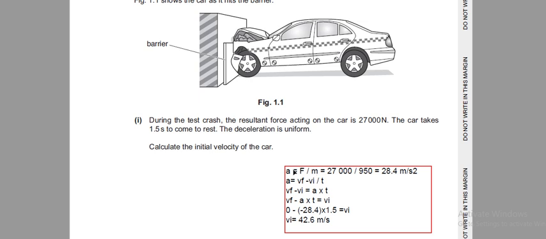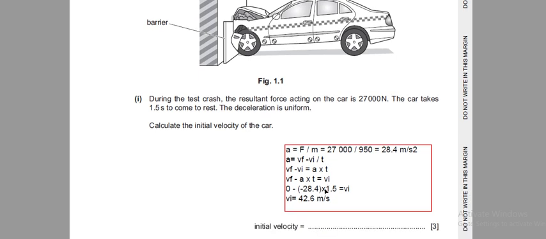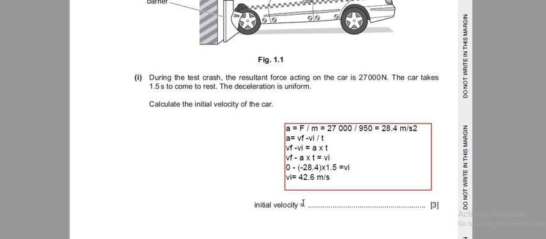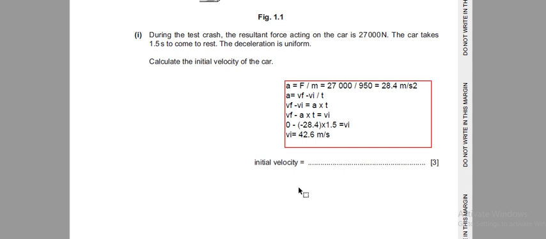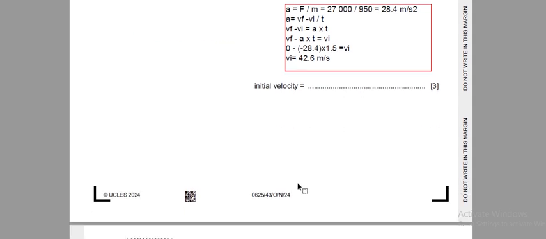So when we get the value of acceleration, we can use the equation that a equals v final minus v initial over t, and we have t given here, and the v final is 0 because it comes to rest. So we can just substitute and find the initial velocity.